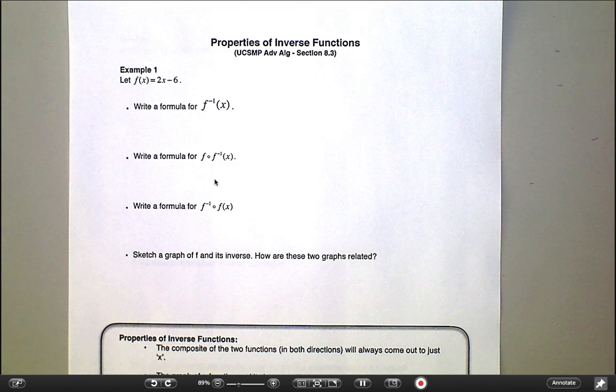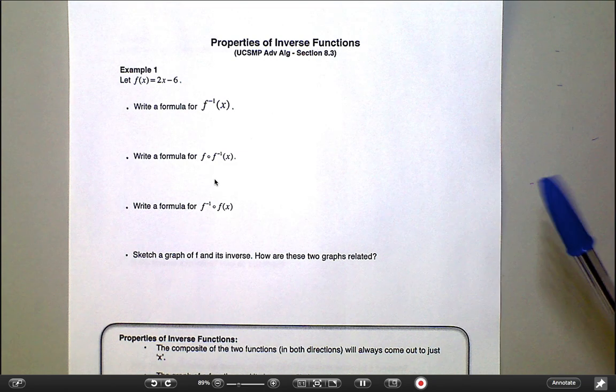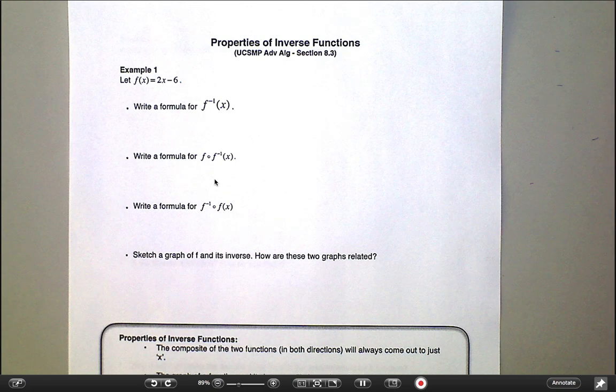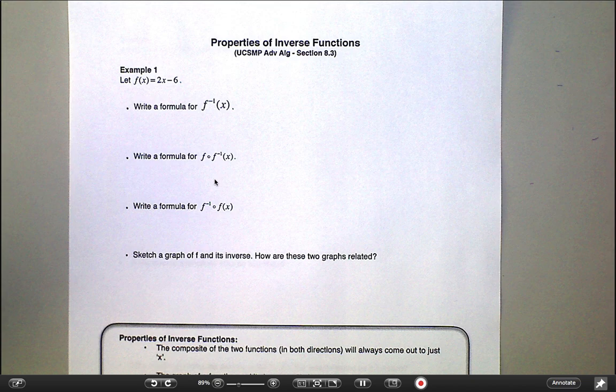So today's lesson is really just a continuation of yesterday's, still talking about inverse functions. And really, a lot of what we're talking about today is stuff that we did cover yesterday. We just kind of need to formalize it. So we're going to jump right into an example here.